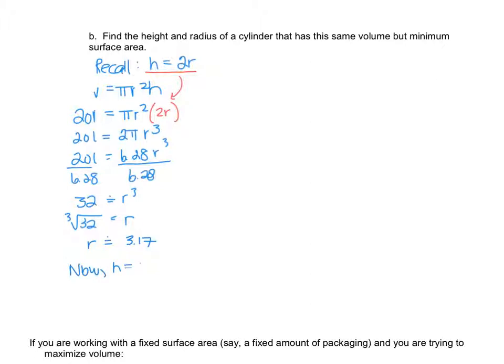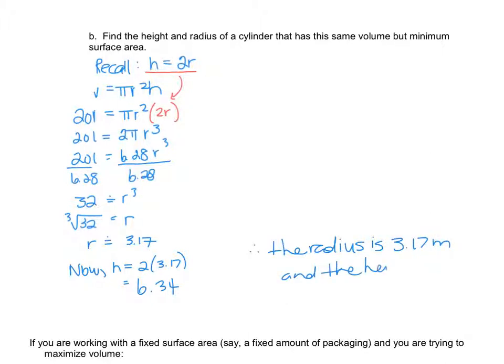That means the height will be double that. So the height needs to be, let me try that again. The height needs to be 6.34 meters. So therefore, the radius is 3.17 meters, and the height is 6.34 meters.